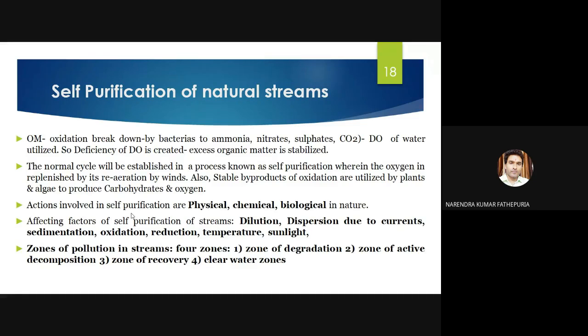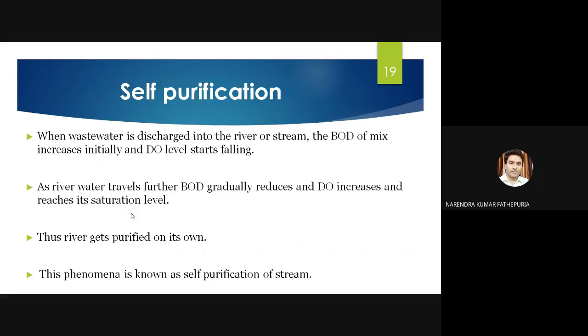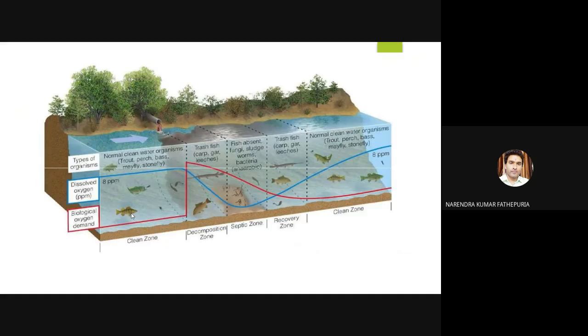Zones of pollution in the stream: there are four zones: zone of degradation, zone of active decomposition, zone of recovery, and clear water zone. Self-purification, how will the process occur? The wastewater is discharged into the river or the stream. The BOD of the mix increases initially, and DO levels start falling. As river water travels further, BOD gradually reduces and DO increases and reaches its saturation level. Thus, the river gets purified on its own. This phenomenon is known as self-purification of the stream.